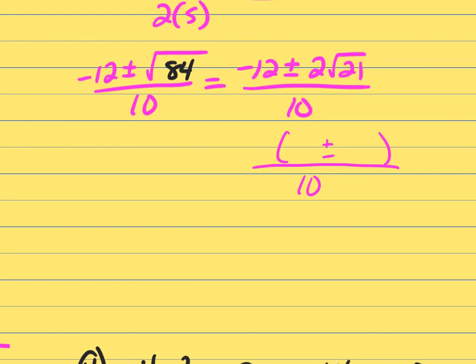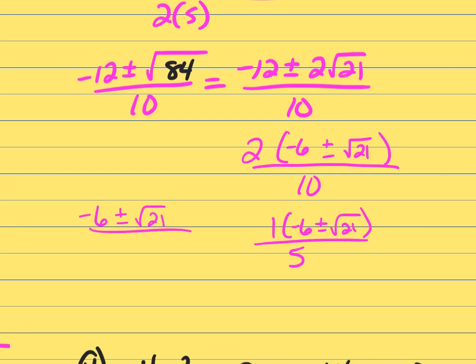2 goes into them, so I'm going to factor out a 2. And 2 times negative 6 gives me the negative 12. And 2 times the square root of 21 gives me 2 square root of 21. Now from here, I see a fraction of 2 over 10 that will reduce. So I'm going to reduce that fraction to 1 over 5. Now, does everybody see how there's a 1 outside my parentheses? Do I really need a 1 outside the parentheses? No. So I'm just going to rewrite this as negative 6 plus or minus the square root of 21, all divided by 5. And those are my two x-intercepts.